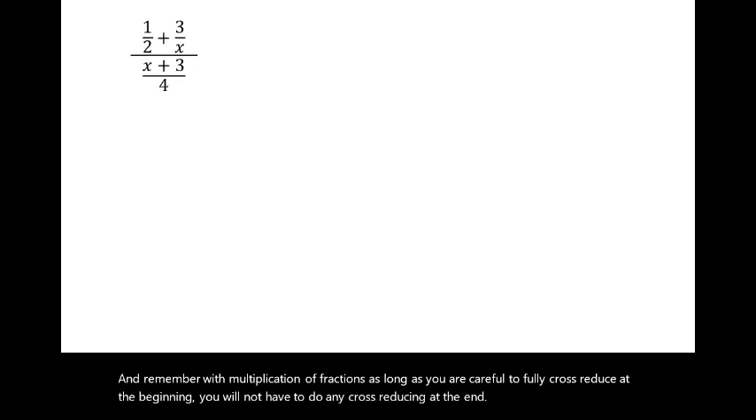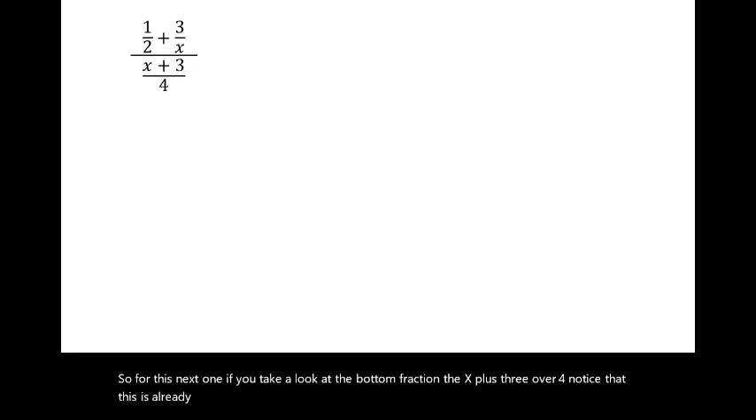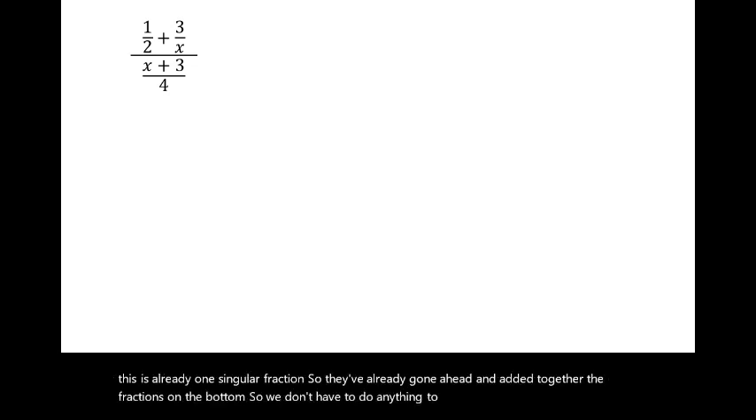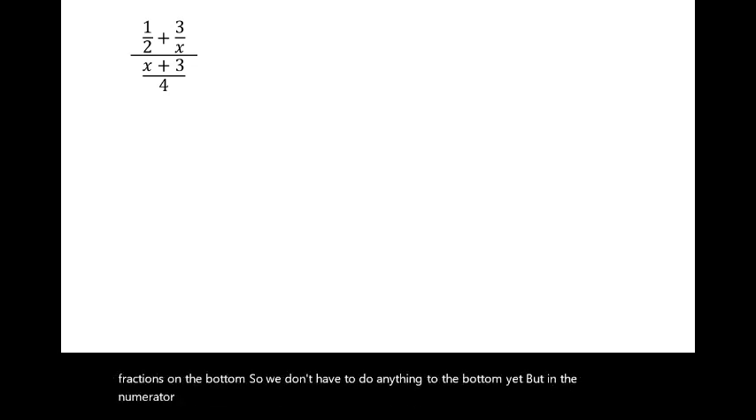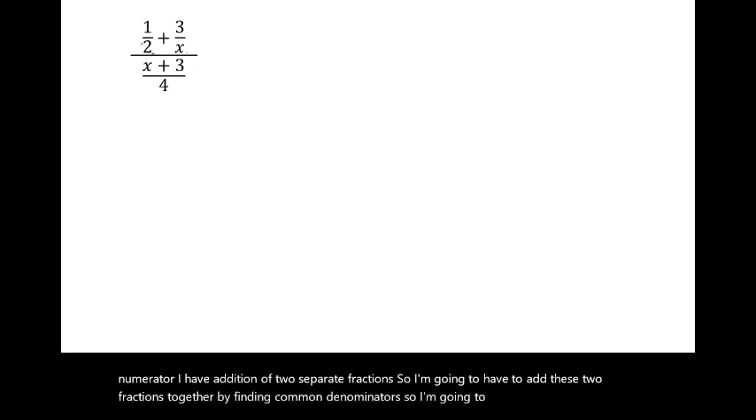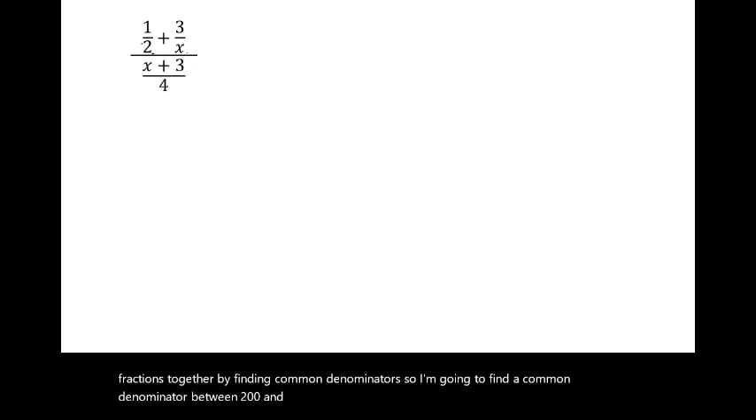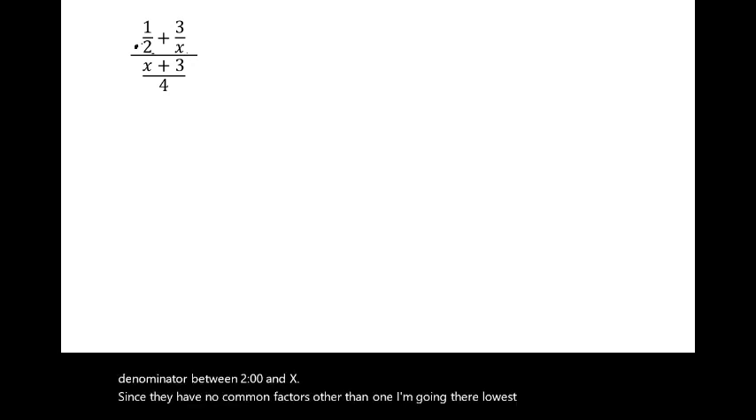So for this next one, if you take a look at the bottom fraction, the x plus 3 over 4, notice that this is already one singular fraction. So they've already gone ahead and added together the fractions on the bottom, so we don't have to do anything to the bottom yet. But in the numerator, I have addition of two separate fractions, so I'm going to have to add these two fractions together by finding common denominators. So I'm going to find a common denominator between 2 and x. Since they have no common factors other than 1, their lowest common denominator is simply going to be their product.